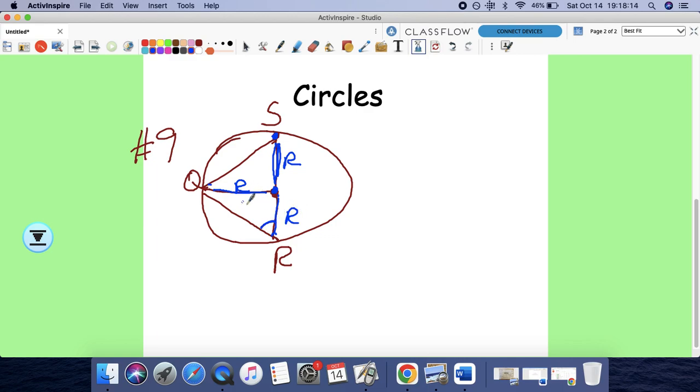Now notice that this triangle, and I'll highlight it, right? It's an isosceles triangle. We know this guy's 90, right? So if that's 90, these two angles are going to be 45 and 45, right? Because if you subtract 90 from 180, you're left with 90 divided by 2, 45, 45. So that makes number 9 B.